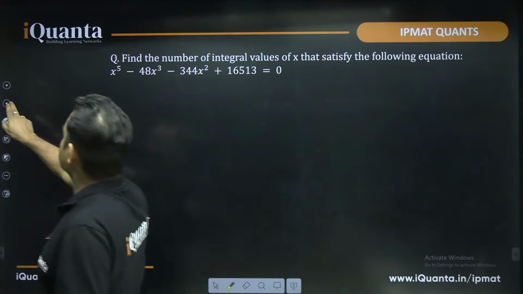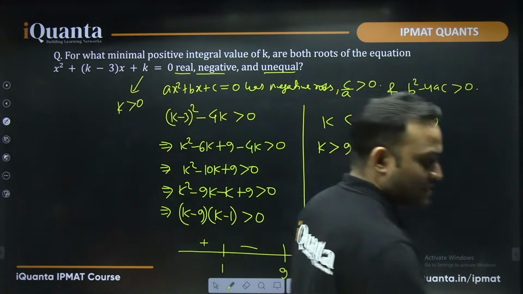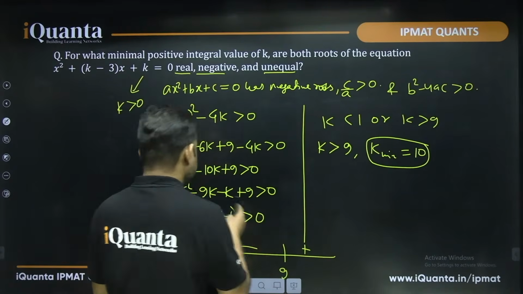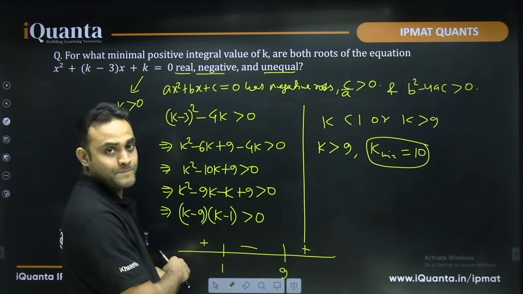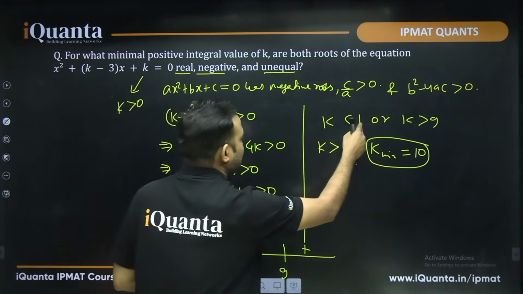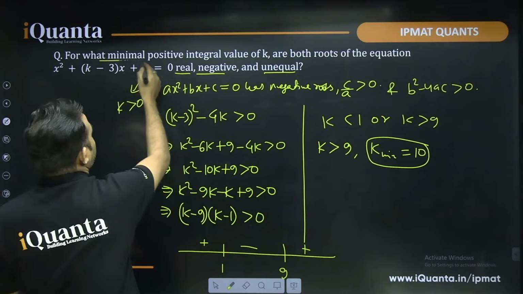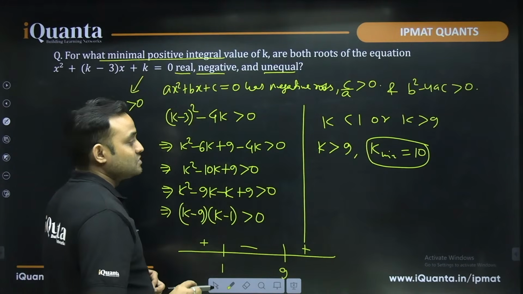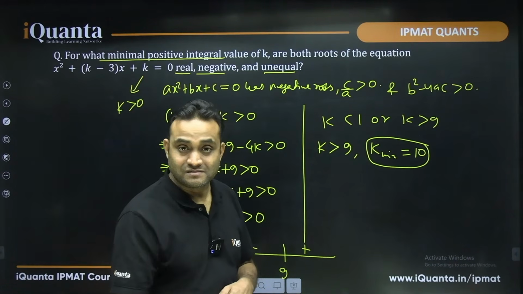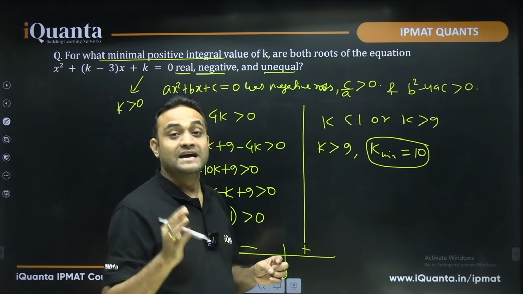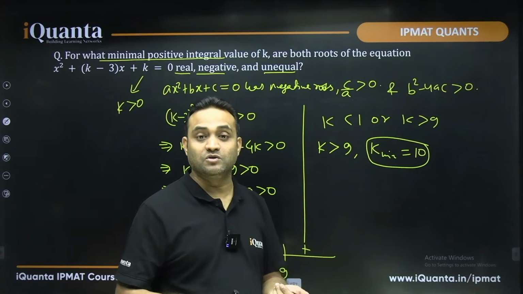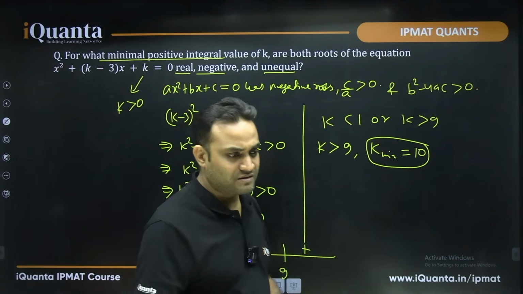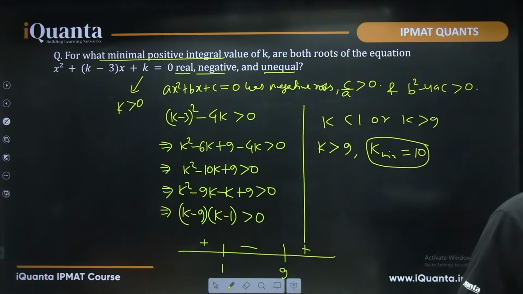So guys, k is positive, right? This expression will be positive when k is greater than 9 or k is less than 1. But for k less than 1, there won't be any positive integer value. So k must be greater than 9, right? Greater than 9 and positive and integer, what's the minimum value k can take? 10. Okay? Got it? क्लियर है ये?